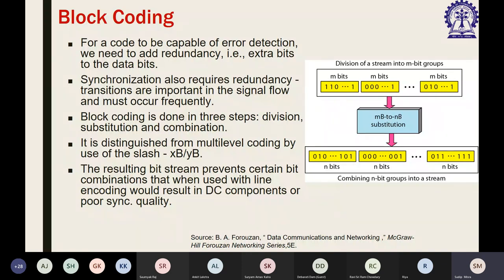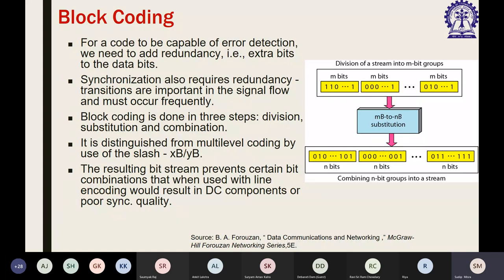Similarly, with respect to the data rate, signal rate, etc., these schemes have their own different characteristics, and they are useful for different types of communication. It's not like only one type is useful and the other types are not. They all have their own different places of implementation.